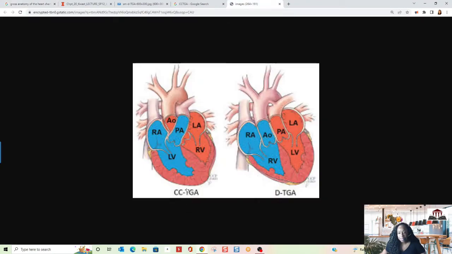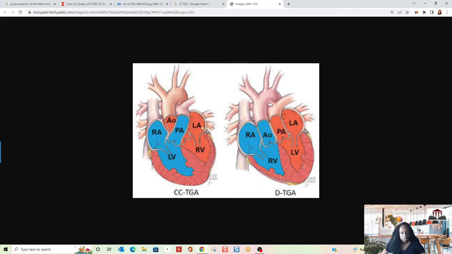In a condition like CCTGA, the builder got the plans wrong. So they put the left ventricle on the wrong side of the house. So notice how the muscular side, the muscular chamber, is actually on the right side. In a case like this, the provider will document in the cath report that the morphologic left ventricle is in a subpulmonic position. That means the master bedroom is put on the wrong side of the house.